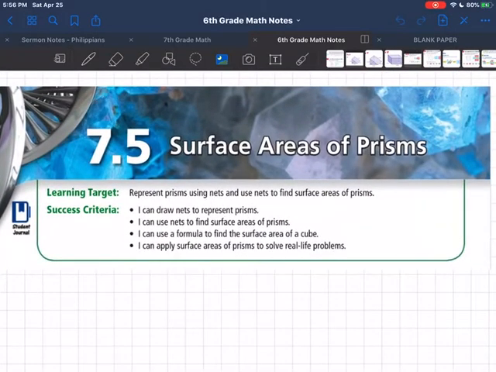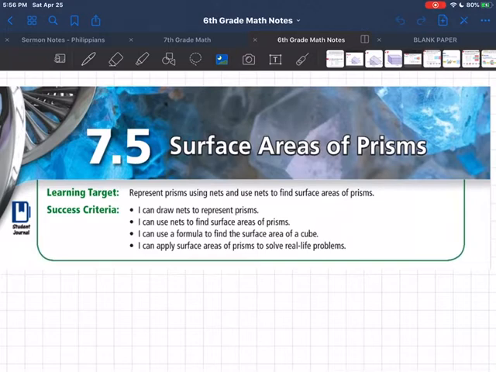7.5 surface area of prisms. Okay, this could be one of the most challenging sections. So I want you to pause the video, go get a drink, come back when you're ready, take some notes. Definitely want to be thinking and listening carefully to this video.